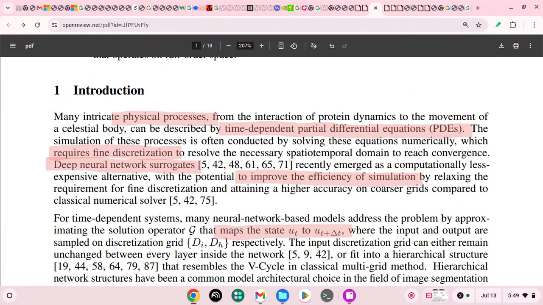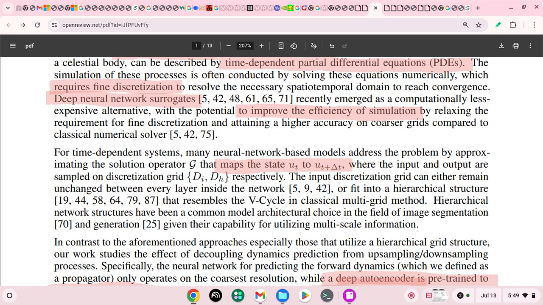Now the motivation here is that time-dependent PDE modeling of physical processes requires very fine discretizations and high-fidelity data, and it takes a lot of time to reach convergence. So on those occasions, they involve surrogate models based on deep neural networks to improve the efficiency of the simulations. Since it involves time-dependent data, it maps the current state to the future state.